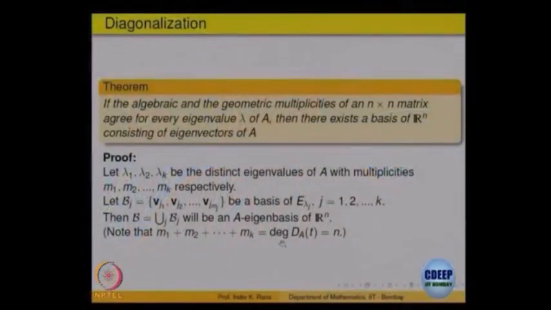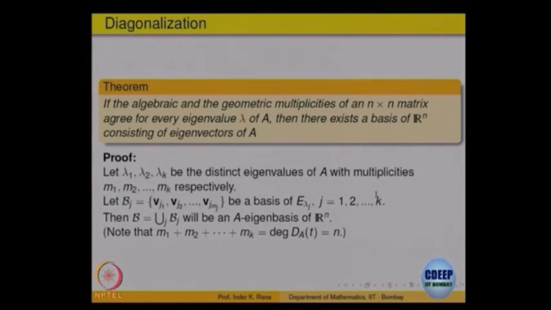Their sum is equal to the degree, which is n. Algebraic multiplicity equal to geometric multiplicity, total is equal to n. For each one of them there is a basis; put them together. So, there is nothing complicated in this theorem. Basically, that is how you analyze whether a matrix is diagonalizable.